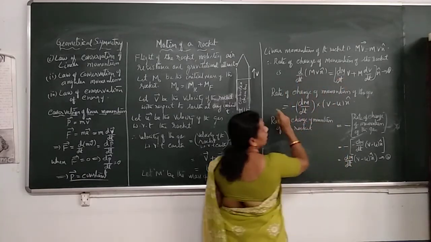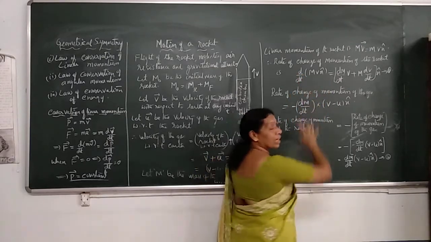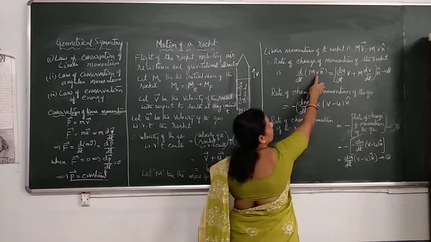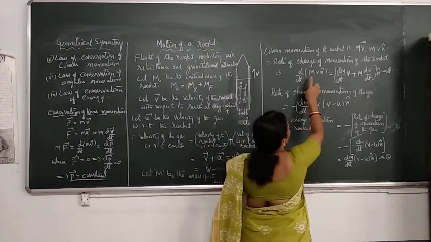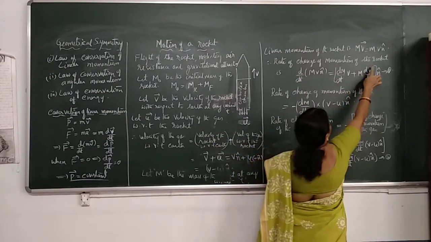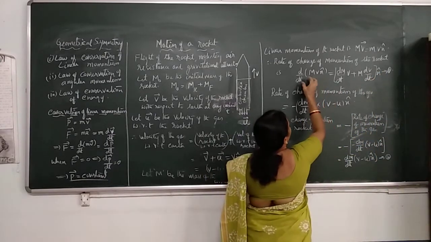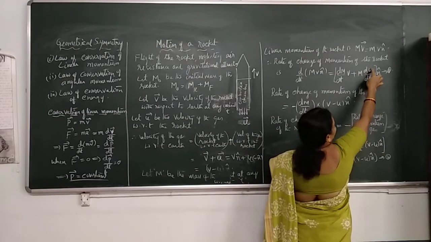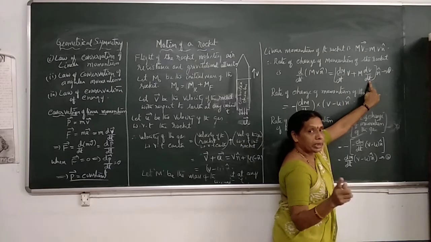Rate of change of momentum: we differentiate d by dt of mv n cap. Here both m and v are variables. Velocity changes, mass also changes. So both are variables. Differentiate. Apply product rule. So it is dm by dt into v plus m into dv by dt, into n cap. N cap is common. Product rule: differentiation of the first factor into the second plus first factor into differentiation of the second. So we get equation 1. This equation gives rate of change of momentum of the rocket.